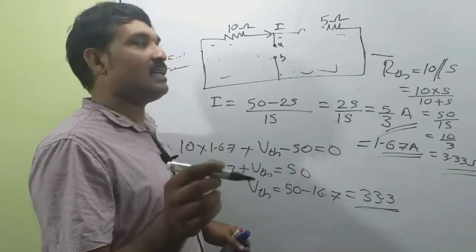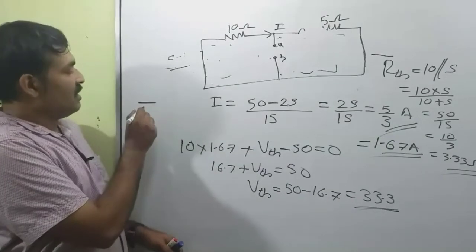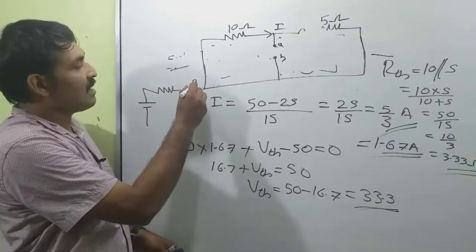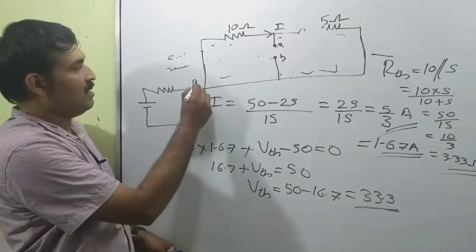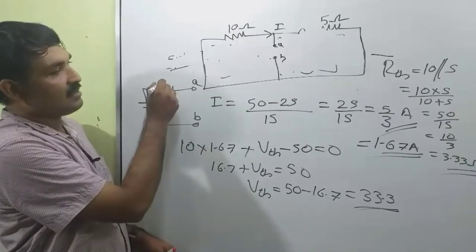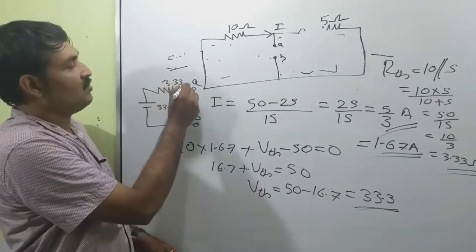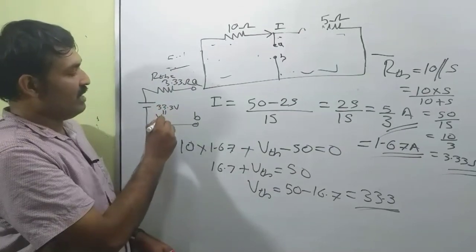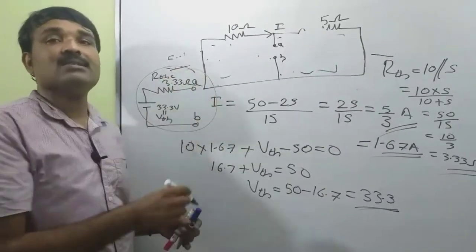Therefore, our Thevenin's equivalent circuit becomes: we have a voltage source and a series resistance. This is our terminal A and B. This voltage is 33.3 volt and this resistance is 3.33 ohm. This is RTH and this is VTH. So this is our equivalent circuit. Okay.